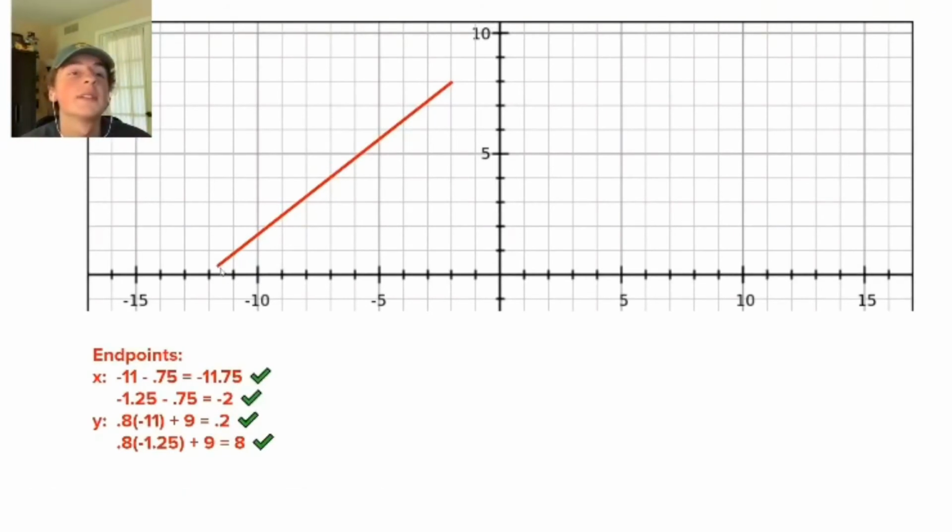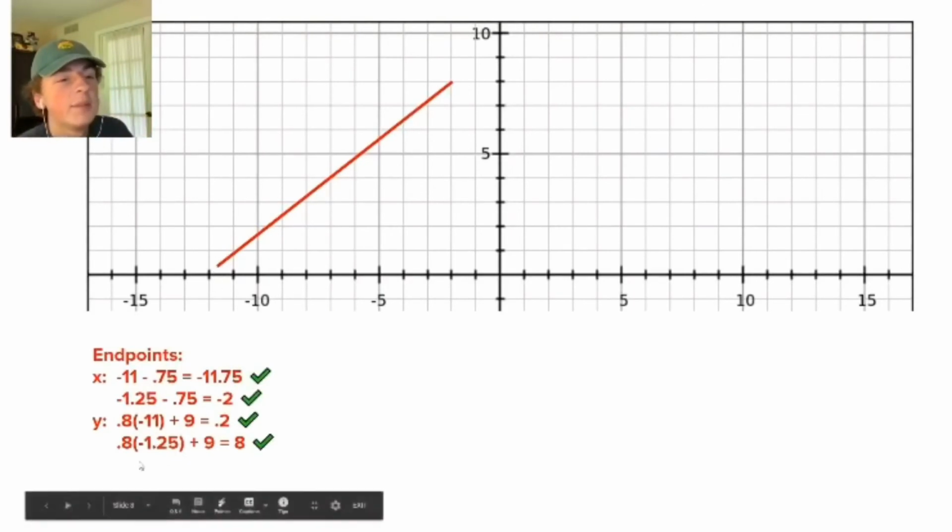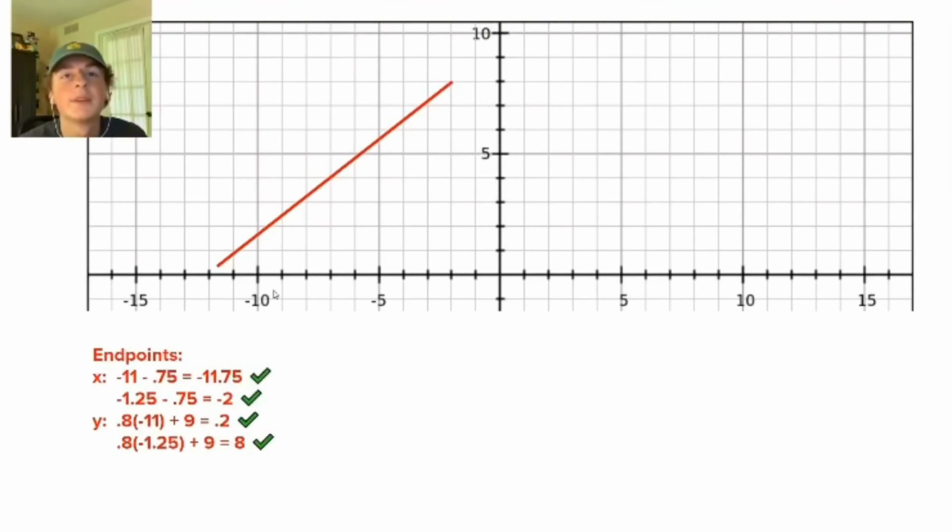Y, yeah, I would say it's maybe a little bit above 0.2, but right on, you know. And then 0.8 times negative 1.25 plus 9 equals 8. That y value is pretty much exactly 8. Check mark. Let's go to the second part, the square root part.